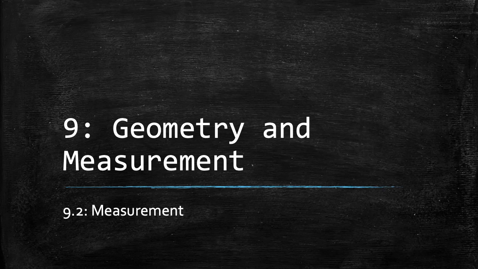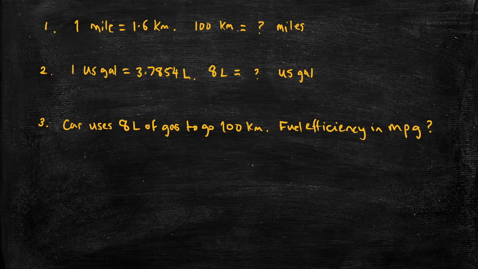Let's use dimensional analysis to convert one measurement unit to another. So in this first example, we've got 1 mile is approximately equal to 1.6 kilometers. How far are 100 kilometers in miles?